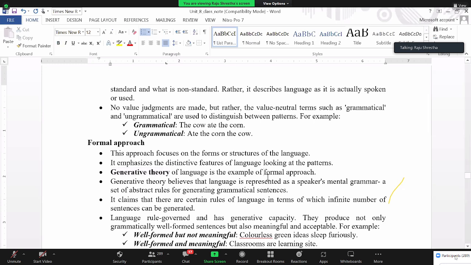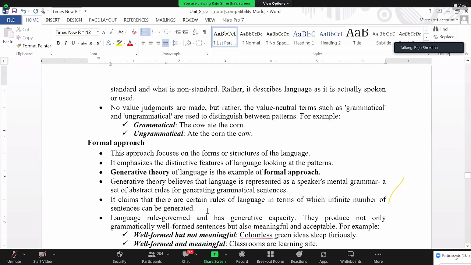Your approach ले चाहिँ generative theory ले चाहिँ example group लिन्छ हैन. In generative theory what happens is के भन्छ भने generative theory ले चाहिँ human language is rule governed. Rule छ, pattern छ language मा हैन. Then there are a finite set of patterns, a finite set of rules. सीमित rule छ, structure छ, त्यसबाट असीमित sentences वाक्यहरु बनाउन सकिन्छ. So generative theory believes that language is represented as a speaker's mental grammar or set of abstract rules generating grammatical sentences.